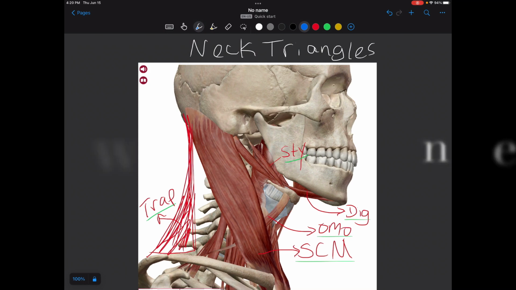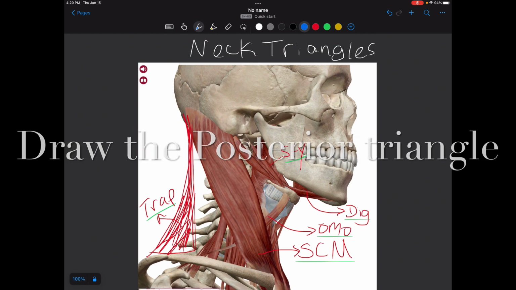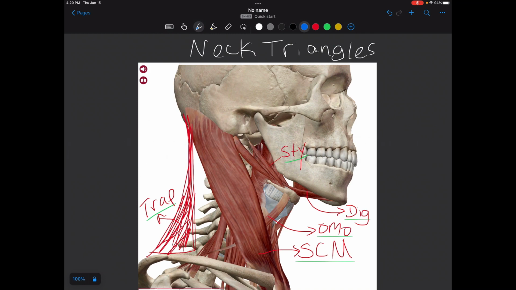First thing is that we're going to draw the margins of what we call the posterior triangle and the anterior triangle. Posterior triangle is pretty simple. If you look at your trapezius, there'll be a line here on the anterior border of the trapezius. There's another line of this triangle passing over the clavicle, and then another line on the posterior border of the SCM. That space right there is considered your posterior triangle.